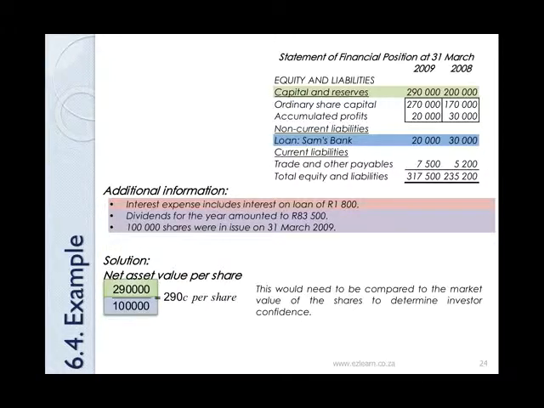We can now see that our net asset value is 290,000 divided by the 100,000 shares in issue to get a net asset value of 290 cents per share. In order to make meaning of this, you would need to compare it to the market price on the JSE.